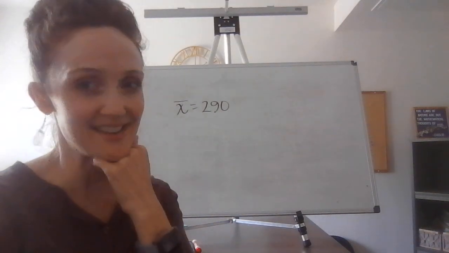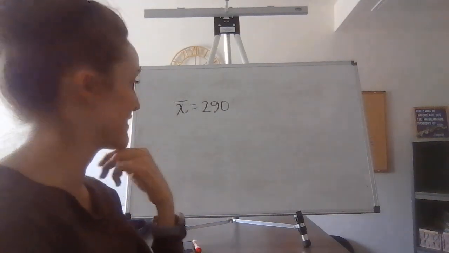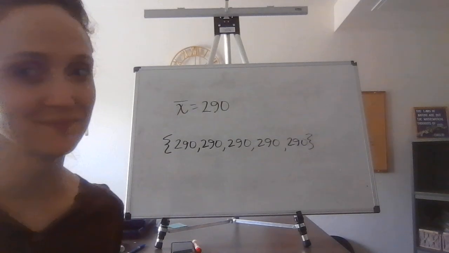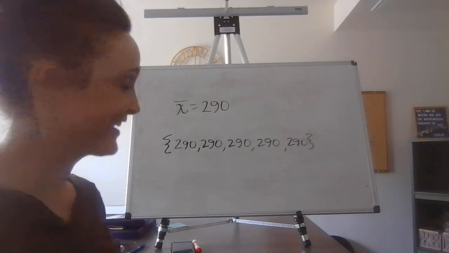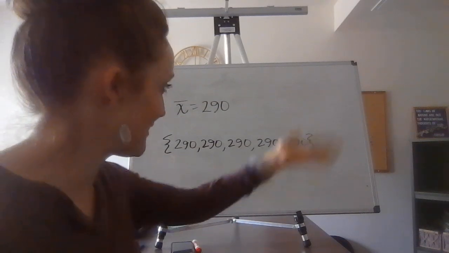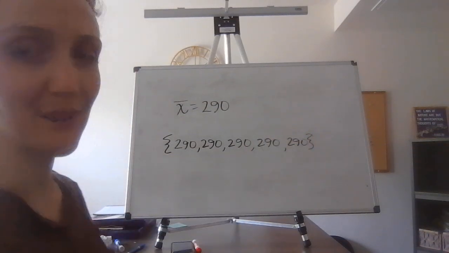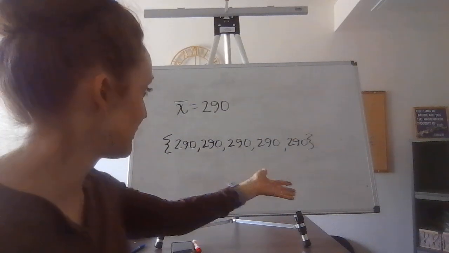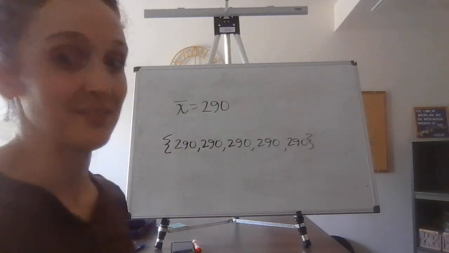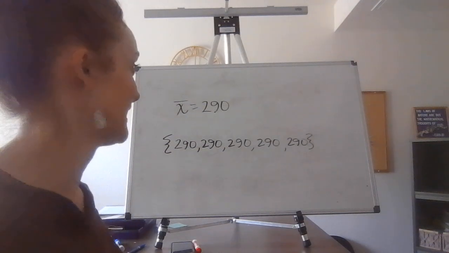There's a pretty easy answer here. There's one that you might go to. Did anybody think of this one? It's a pretty simple one, right? If all of our values are 290, if I add them all up and then I divide by 5, I'm basically multiplying 290 by 5 and then dividing by 5, so of course I'm going to get 290. So that's a really simple answer.